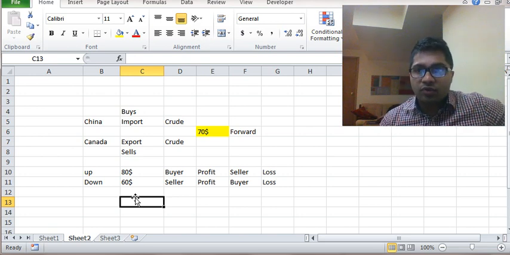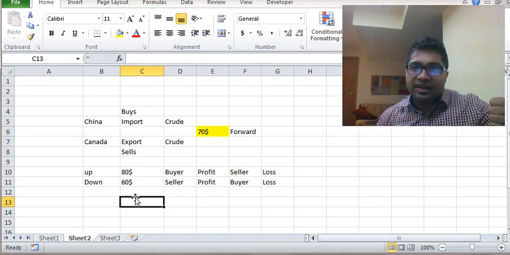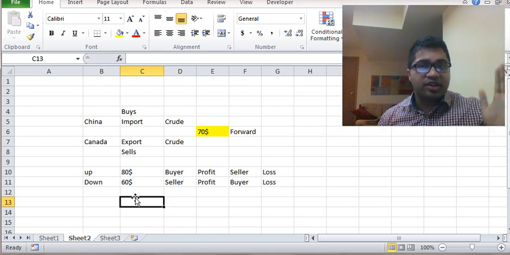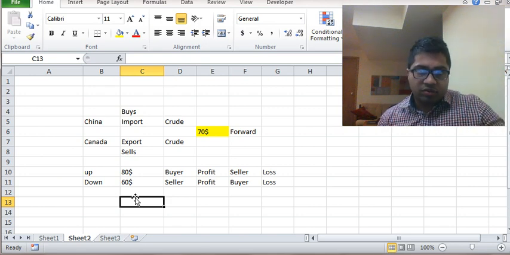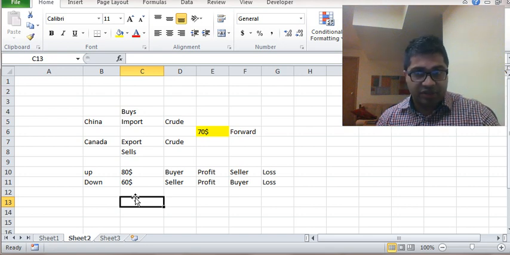So these are forward contracts. Forward contracts are customized contracts between two parties. So this contract is very unique to China and Canada. If China wants to do a contract with the United States, it has to do a separate contract. It cannot transfer this contract. Okay. So this contract is extremely unique. So it is customized. It is non-standard. It is traded between two parties, right?